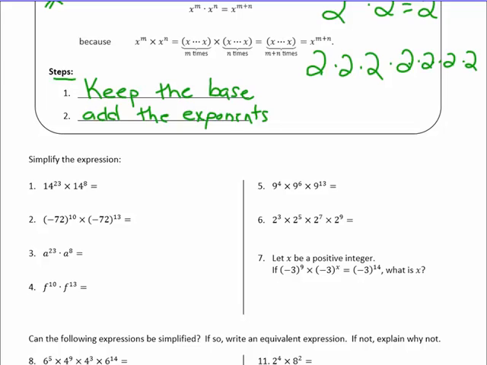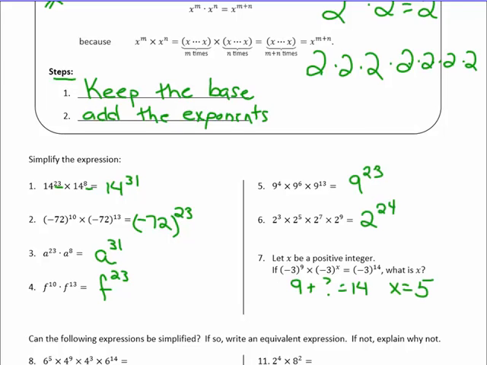So let's see what we're going to do here. For number 1, we're going to keep the 14, and then I'm going to add 23 plus 8 to the 31st power. Doesn't matter if my base is negative or not, as long as your bases match, so negative 72, and then I'm going to add 10 and 13 to the 23rd power. Even if my base is a letter, I'm going to keep the A, 23 plus 8 is the 31st power. Keep my F, 10 plus 13, 23rd power. Okay, I want you to pause it and try 5, 6, and 7, and then check back and see how you did.